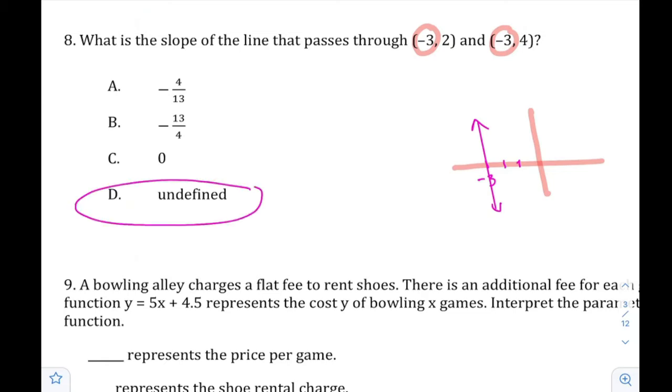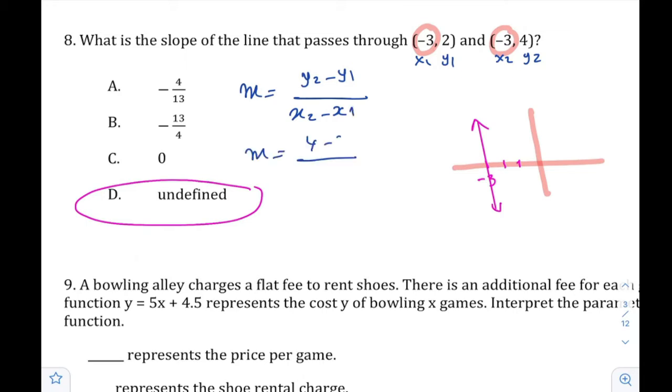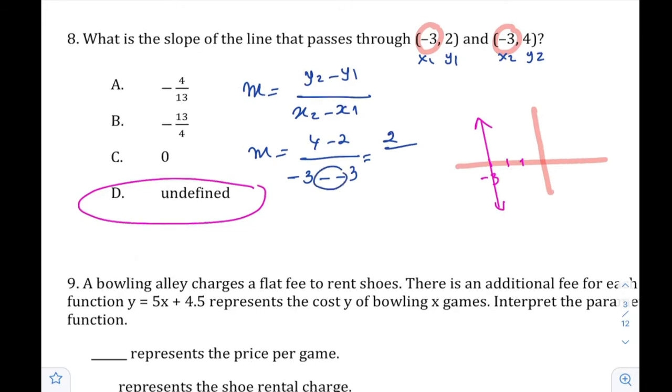You can also apply slope formula if you don't remember that. This is x1, y1, x2, y2. So my slope is y2 minus y1 over x2 minus x1. Subtract 4 minus 2 and down minus 3 minus minus 3. 4 minus 2 is 2, minus 3 minus minus, so plus 3, minus 3 plus 3 is 0. 2 divided by 0 is undefined. You cannot divide by 0.